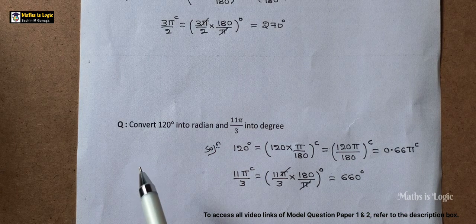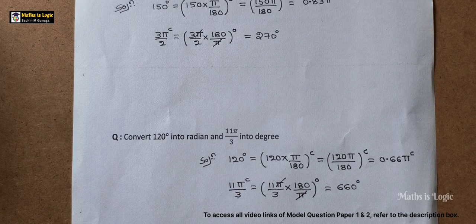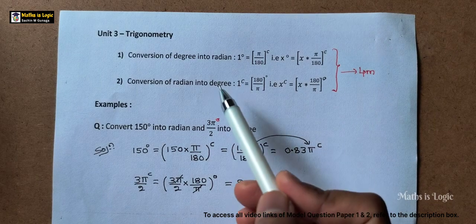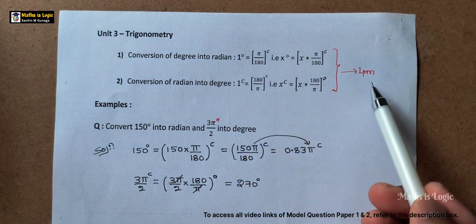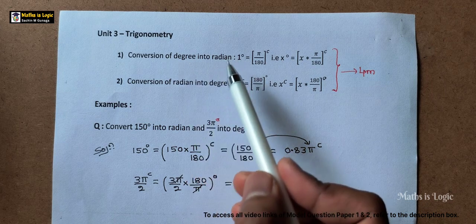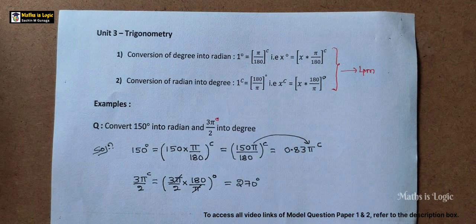This is how we are going to convert degree to radian and radian to degree. Therefore, remember, from trigonometry, this is one question you do it, definitely you will get for how many marks? 4 marks. That is conversion of degree to radian and radian to degree.